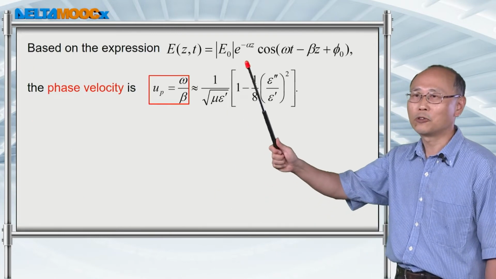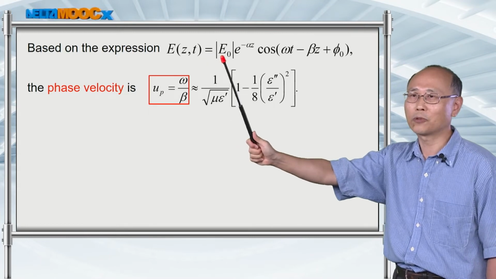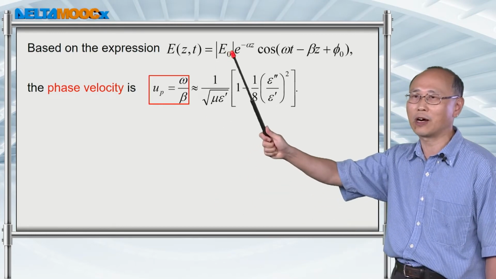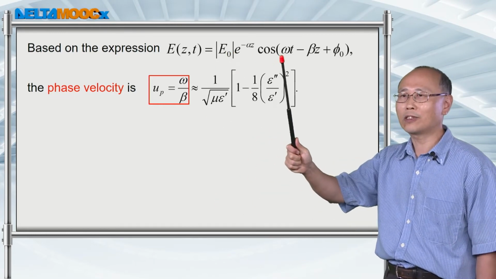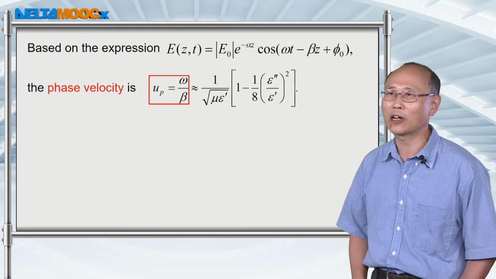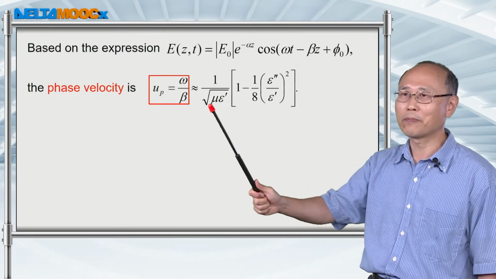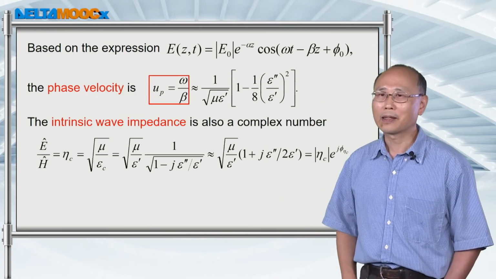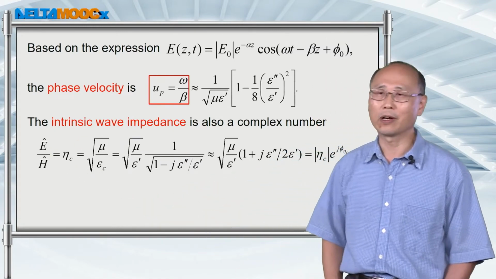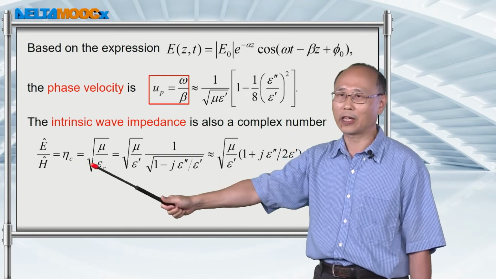And the real signal is given by this. You can multiply the phasor with exponential j omega t and take the real part of it to construct this real expression of the electric field. And this term tells you the propagation of the wave. So if you set this phase to be a constant value, then you can calculate the phase velocity of this wave given by this expression. And also you can calculate the ratio of the electric field to the magnetic field. Therefore, you get the intrinsic wave impedance from this calculation.